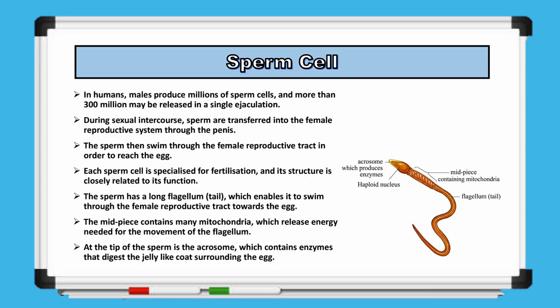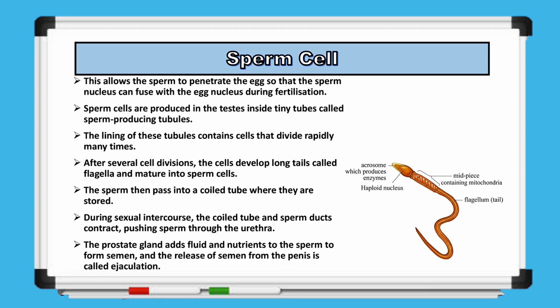The sperm also has a long tail called the flagellum. The flagellum moves in a whip-like motion, allowing the sperm to swim through the female reproductive tract toward the egg so that fertilization can occur. This enables the sperm to penetrate the egg so that the nucleus of the sperm can fuse with the nucleus of the egg during fertilization. Sperm cells are produced in the testes inside tiny tubes known as sperm-producing tubules. The lining of these tubules contains cells that divide rapidly many times. After several divisions, these cells begin to develop long tails called flagella and gradually mature into fully formed sperm cells.